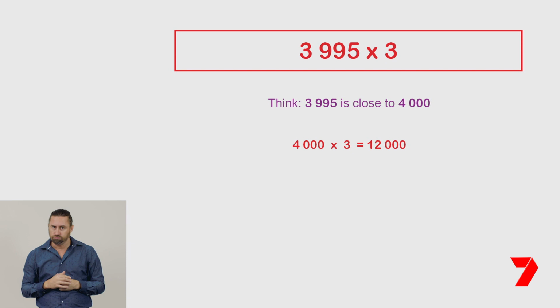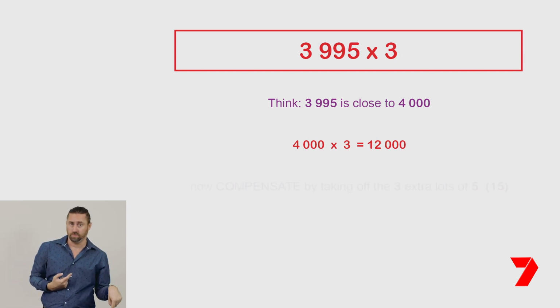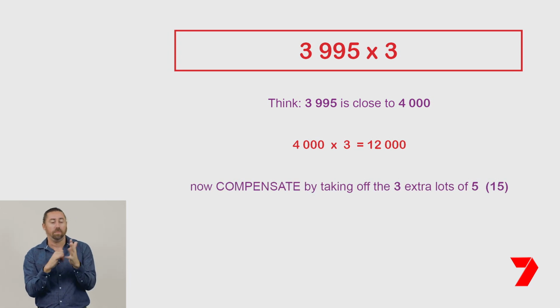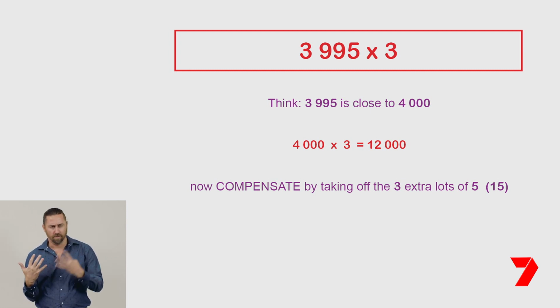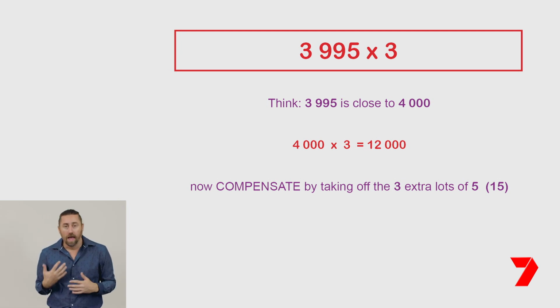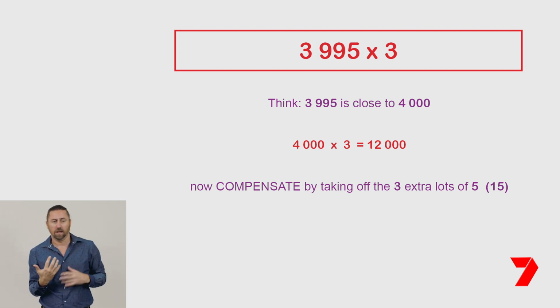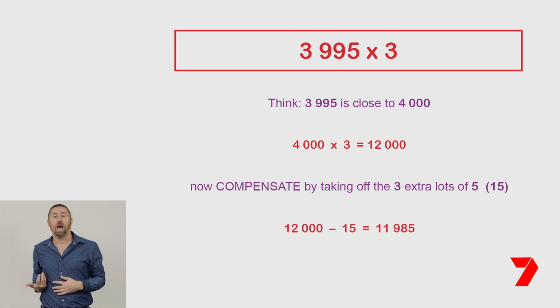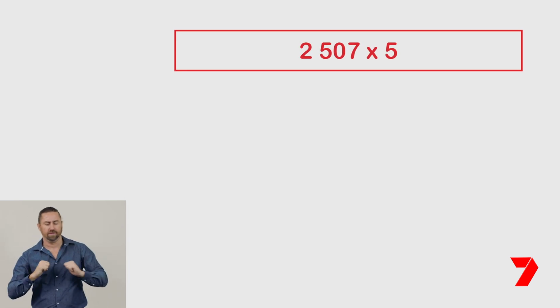Then we multiply 4,000 by 3. This will give us 12,000. And now we need to compensate because there was a difference of 5 between our benchmark value and our original value. So remember, we also multiplied by 3. Now we have to subtract 3 lots of 5, so we would subtract 15 from 12,000. This gives us our final answer of 11,985. Let's try another one, just to be sure you've got it.